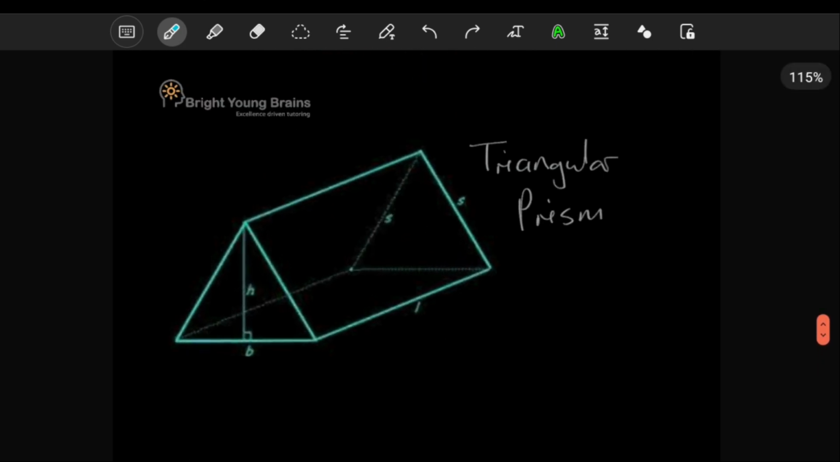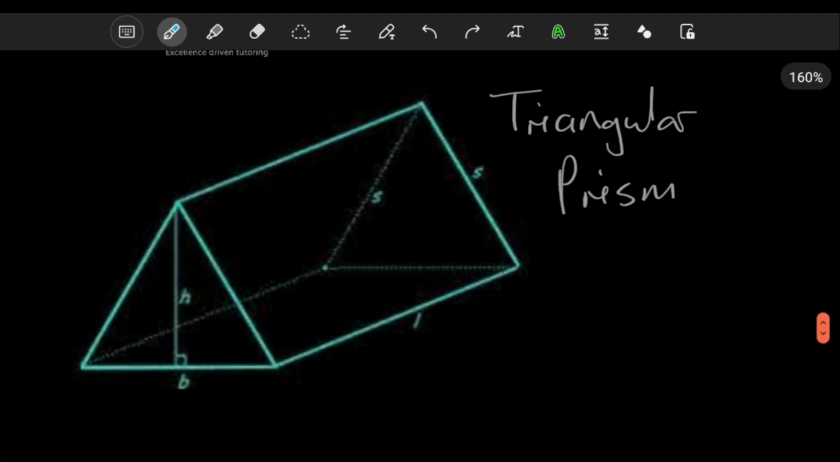With a triangular prism, what you want to recognize is that in front you have a main triangle. This is your base triangle, and it is just stretched like that. They can label this L, this S for slanted height, this H for perpendicular height, and here B for base.